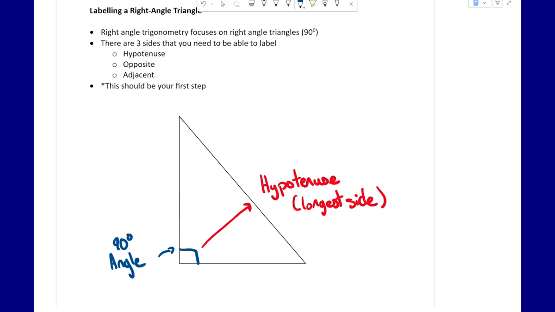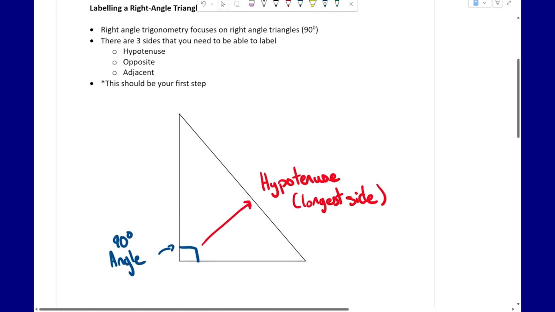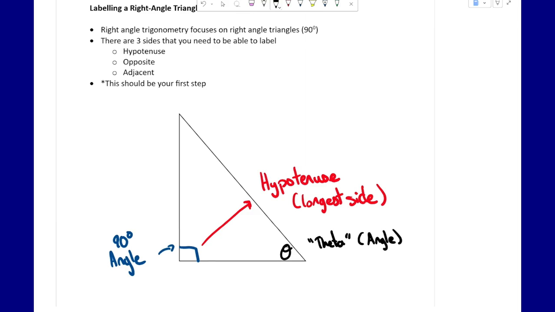The other sides, the opposite and the adjacent, could be in either location. It could be either on the bottom or on the side for either of the two. What we do need, though, in order to label the opposite and the adjacent is an unknown angle. This little symbol here looks kind of like an 8, or like a circle with a little swirl at the top. This is what we call theta, and theta just represents an angle. In this case, it's going to be an unknown angle, but we are going to use it as our reference.